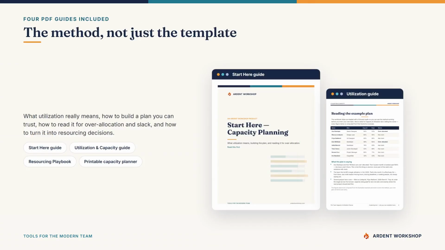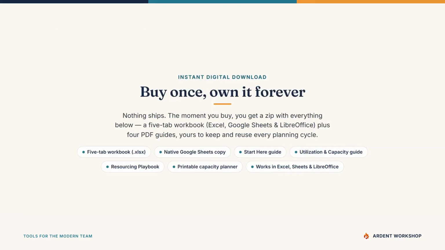It comes with 4 guides too. A Start Here guide on what utilization really means, a deeper utilization and capacity guide, a resourcing playbook for turning the plan into decisions, resolving over-allocation, using the bench, and knowing when to hire, and a printable planner for the wall.